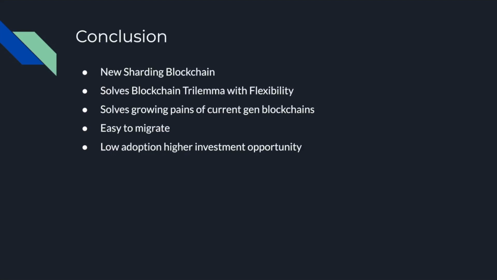In conclusion, MultiVAC is a new sharding blockchain that solves the blockchain trilemma by having low node requirements and mutable staking minimum with constant node shuffling for decentralization. Several security mechanisms with security standards based on developer business demands, and shard splitting with parallel processing for scalability. Due to the proof of stake and high transactions per second, the growing pains of current gen blockchains are already solved for. It is easy to migrate from the current popular blockchains, so adoption will be easier.